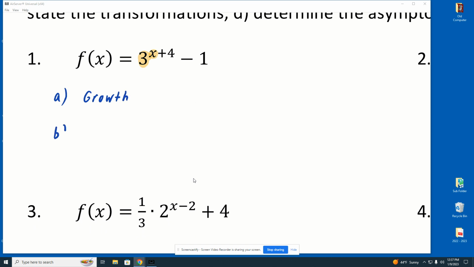Easy, right? B, the parent function. Remember, it's saying, hey, looking at this particular function, what would be the simplest version of this graph with no transformations? 3 to the x power. That's it. That's your parent function here. Everything that's not 3 to the x is what we call a transformation.